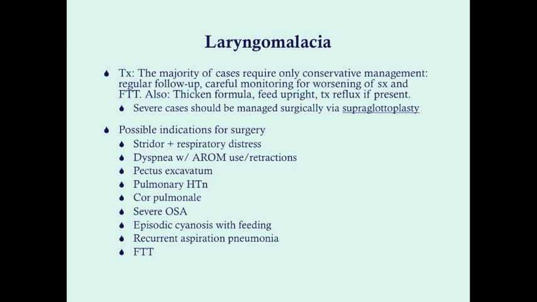If there is failure to thrive, then you may want to go ahead with surgery, especially if the child's really young still. Severe cases are typically managed surgically, and the surgery that's done is called a supraglottoplasty. And supraglottoplasty just means correction of the structure superior to the vocal cords.